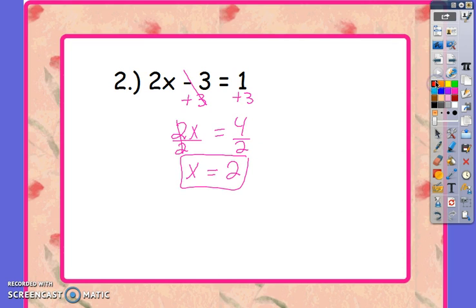We can do our check step, and we can substitute the 2 back in. 2 times 2 is 4. 4 minus 3 is 1. 1 equals 1, so we know our answer is correct.